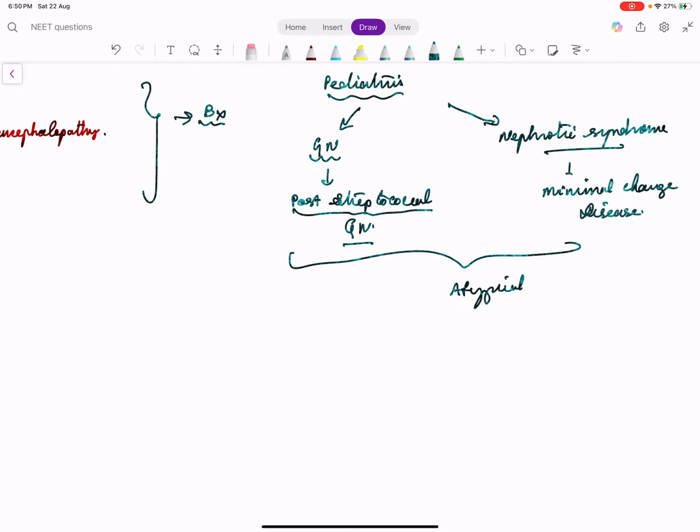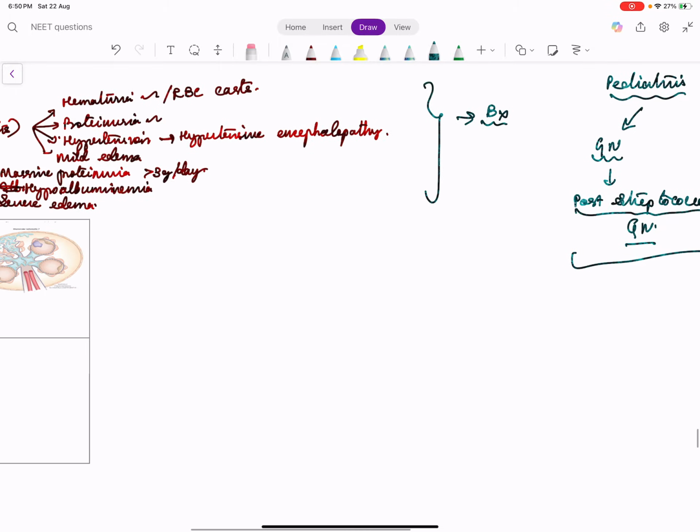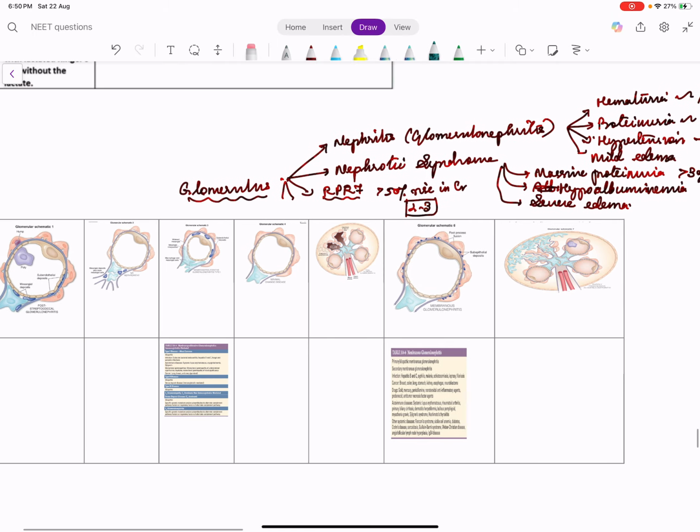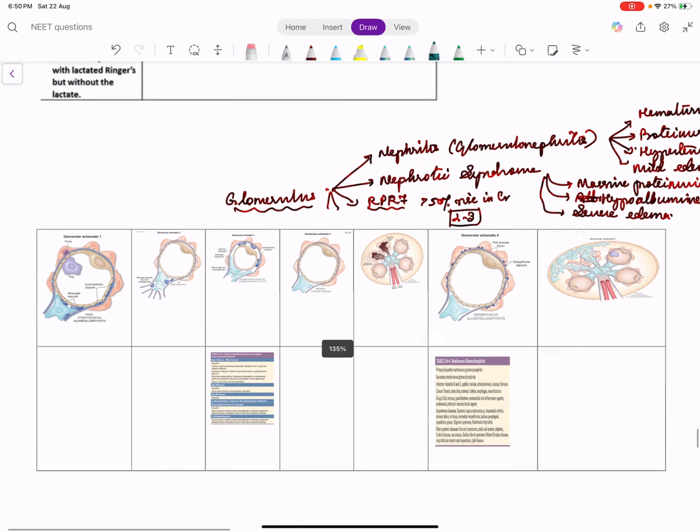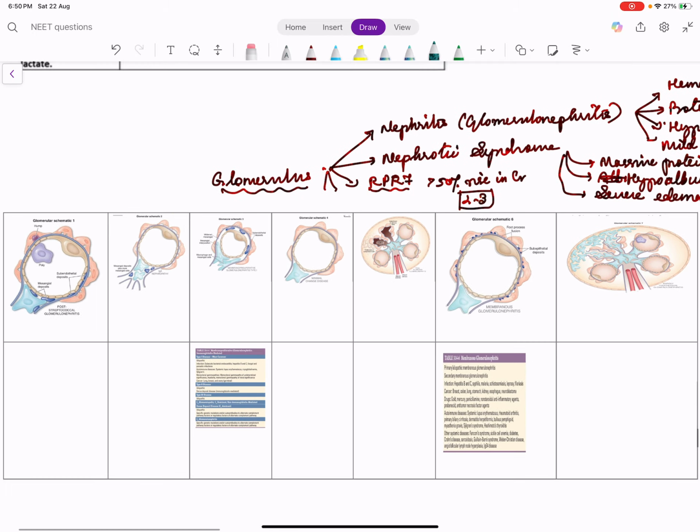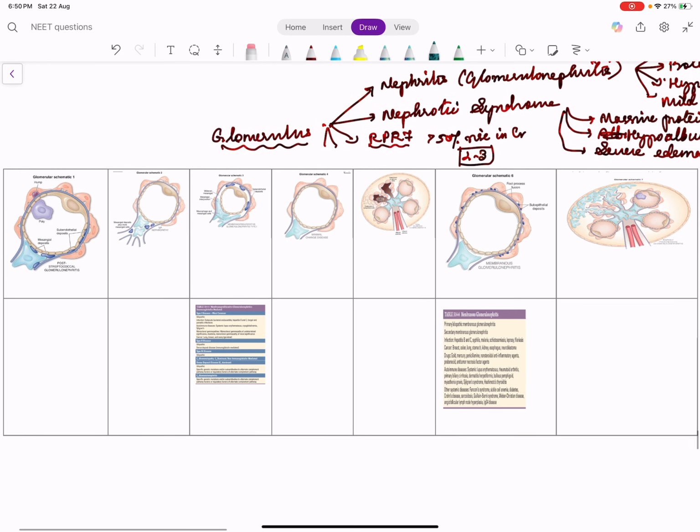Okay. Right. Why is biopsy done? Because there are many types. So I have given you 7 diagrams. There can be 7 histological variants here. Okay, so we will discuss here.